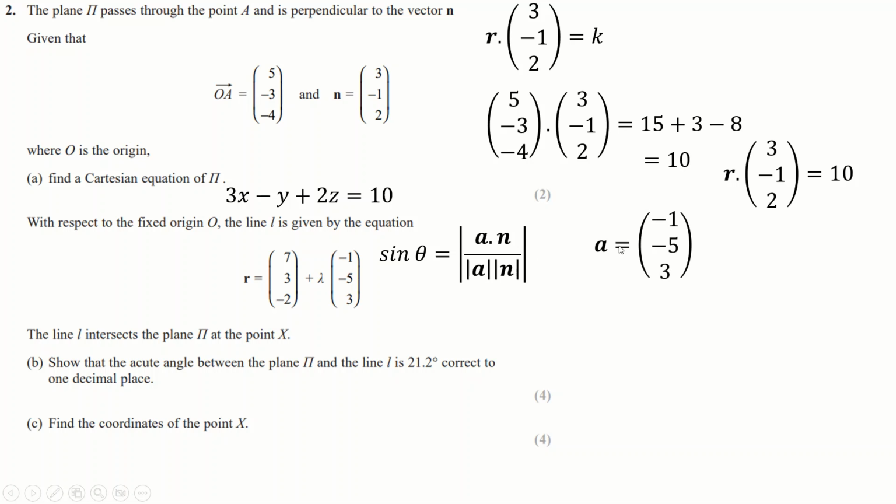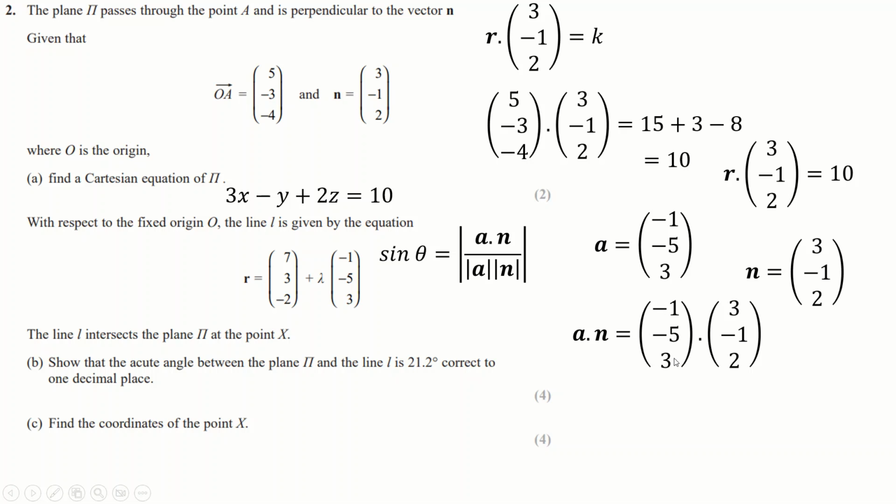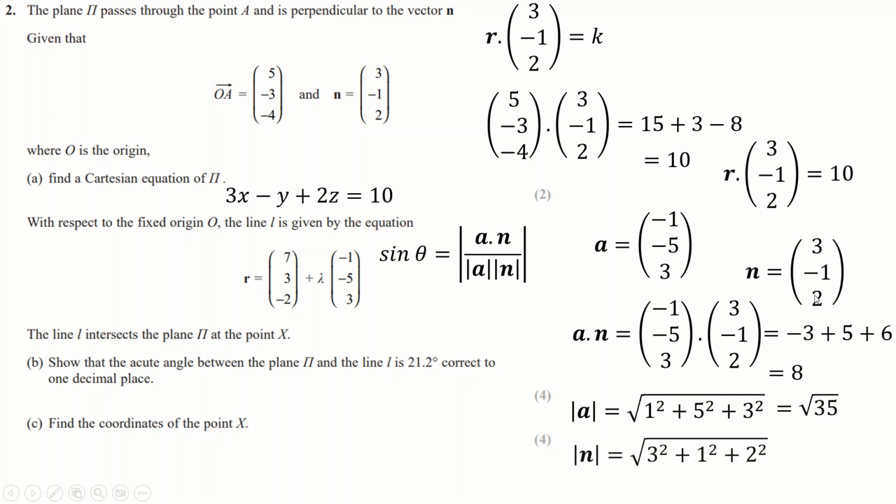So a dot n, we can just do. a is this, n is that. a dot n we can just say is minus 3 plus 5 plus 6, which is 8. And the size of n is this squared plus this squared plus this squared, which is that. And the size of this is this squared plus this squared plus this squared, which is that.